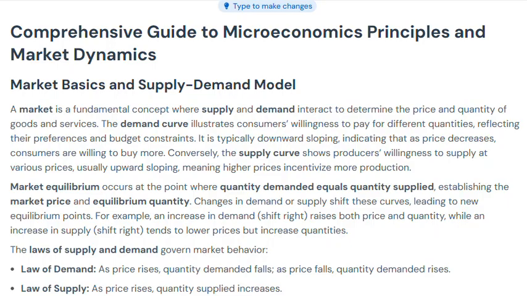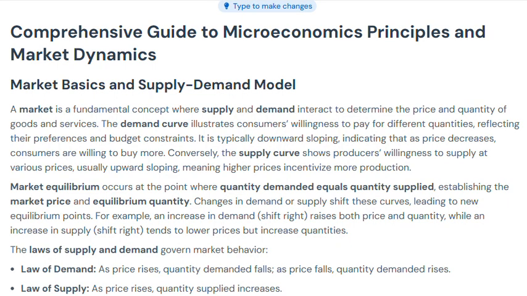A market is a fundamental concept where supply and demand interact to determine the price and quantity of goods and services. The demand curve illustrates consumers' willingness to pay for different quantities, reflecting their preferences and budget constraints. It is typically downward sloping, indicating that as price decreases, consumers are willing to buy more.